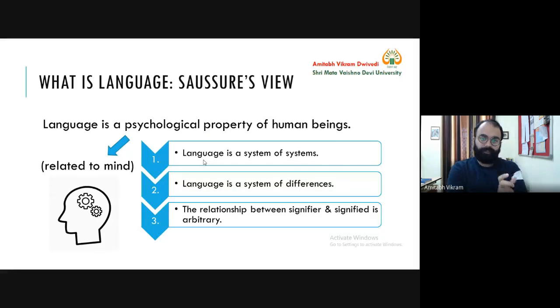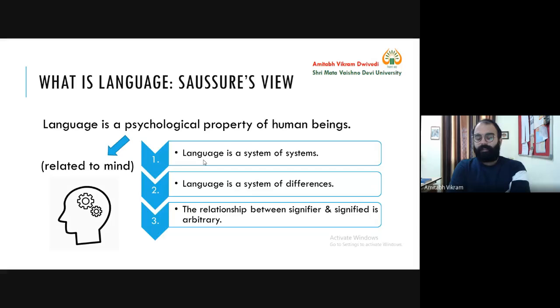Now, this is also a definition by Ferdinand de Saussure, and you can also learn this definition by heart, because the theory of Saussure and what Saussure said provides a fine philosophy of language science. At the same time, when we study language as a psychological property of human beings, then these three statements are quite crucial. When you look at these three statements, you will find that they are, in fact, the essence of Saussurean work.